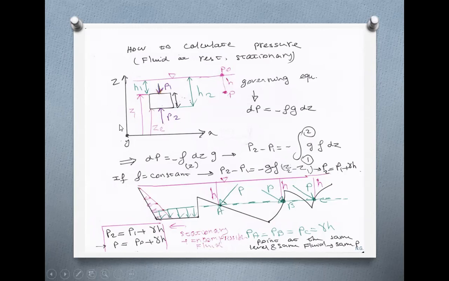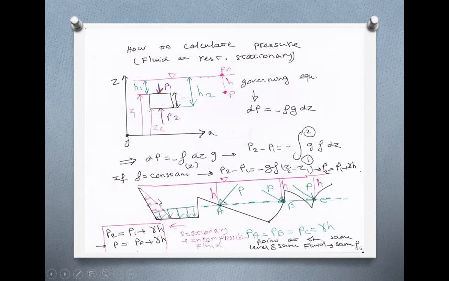So all the points located on the same level experience the same pressure. Look at this formula: pressure is P naught plus gamma H. If you are in the same fluid, gamma is the same, and P naught, the pressure on top, is the same. So all the points located at the same vertical distance to the free surface experience the same pressure, because for them, H is the same.